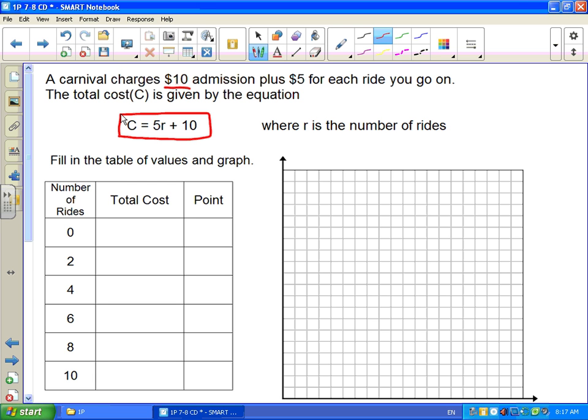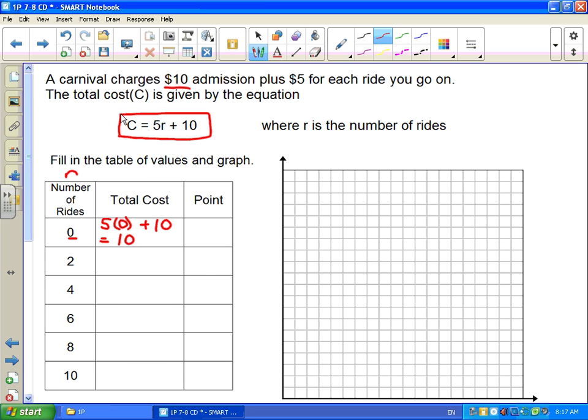So we want to graph this, but before we can graph it, we want to fill in this table of values. So we've set up this table. We've got number of rides, 0, 2, 4, 6, 8, 10, and we want to find the total cost for this number of rides. To do this, we're just going to sub our values of R from this first column into our equation for C. So our equation is 5 times R plus 10. And I've left those little brackets there, and we're just going to take our value of R, which is 0, and substitute it in. 5 times 0 is 0, plus 10 is just 10.